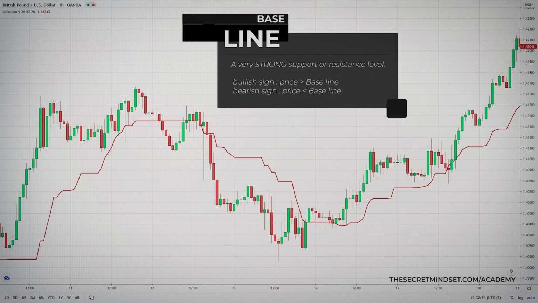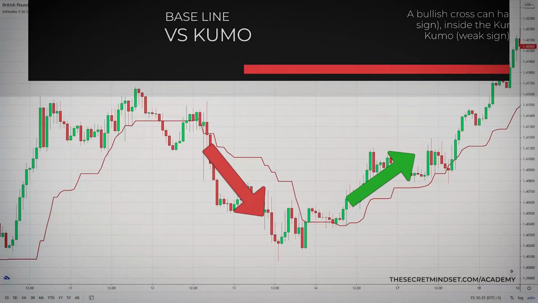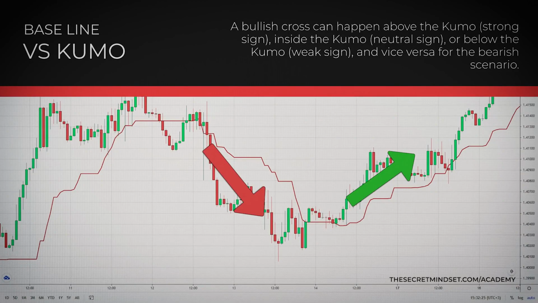We'll use it later in my multiple time frame strategy. If price crosses it up, this is a bullish sign, and if price crosses it down, that's a bearish sign. A bullish cross can happen above the Kumo, being a strong sign, inside the Kumo for a neutral sign, or below the Kumo as a weak sign, and vice versa for a bearish scenario.